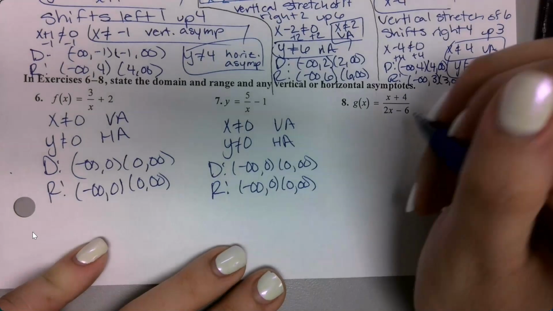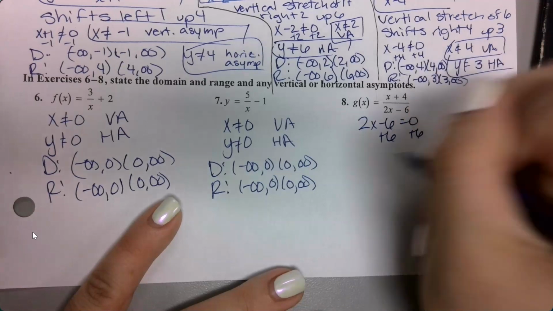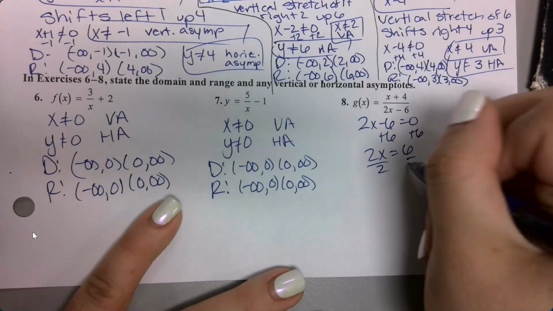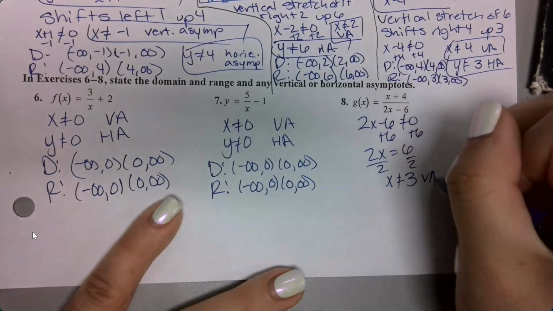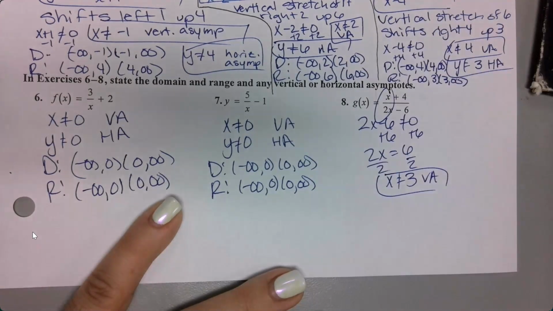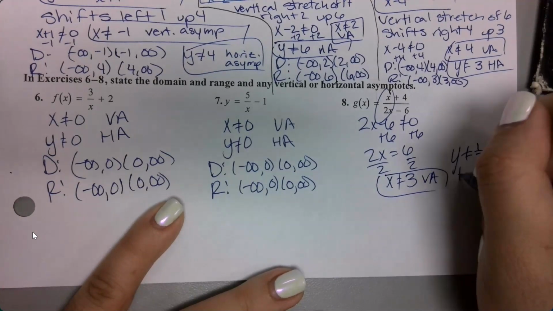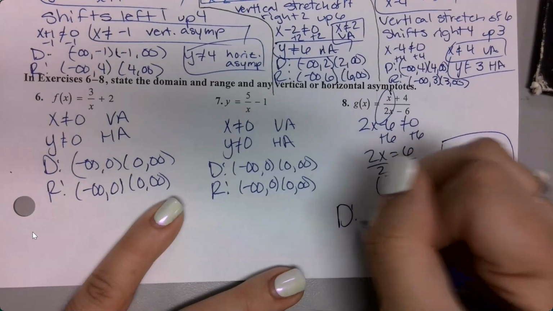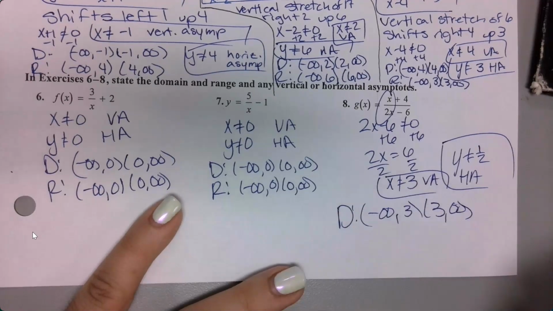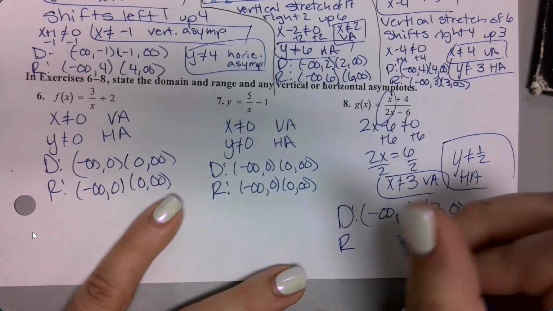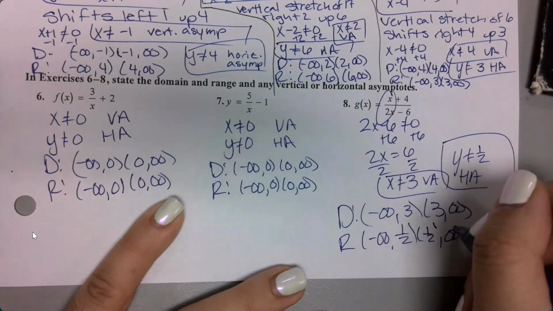Over here, on this next one, for my vertical asymptote, I want to take the denominator and set that equal to 0. X equals 3, or x can't equal 3, sorry. And that's my vertical asymptote. For my horizontal, I divide my coefficients, so y can't equal 1/2 for my horizontal. Then I do my domain and range. So negative infinity to 3, 3 to infinity. I take my vertical asymptote and put it with domain. And then for range, it's negative infinity to 1/2, 1/2 to infinity.